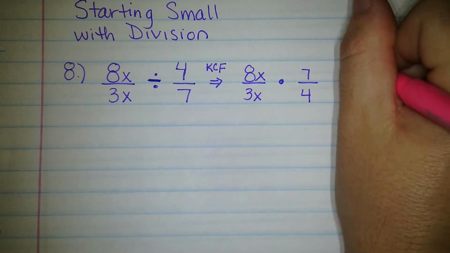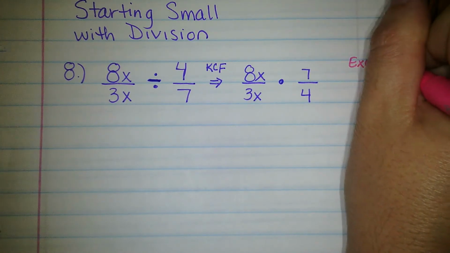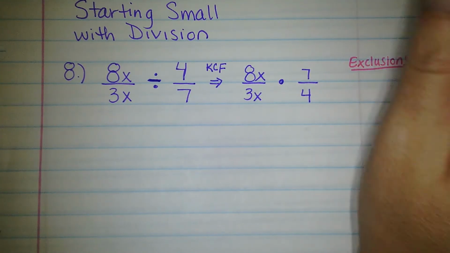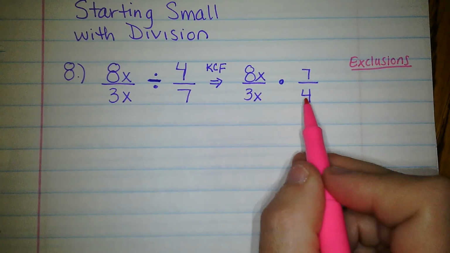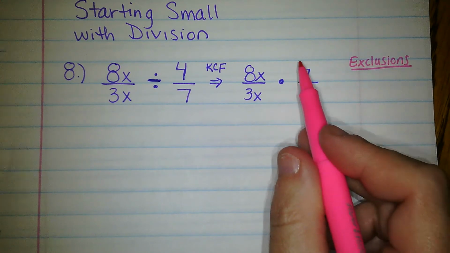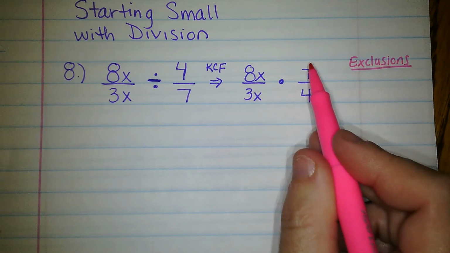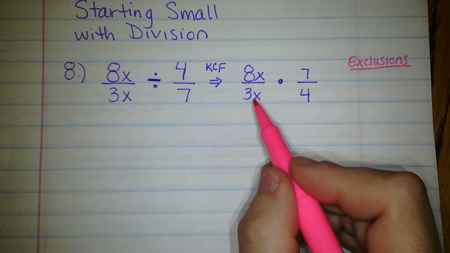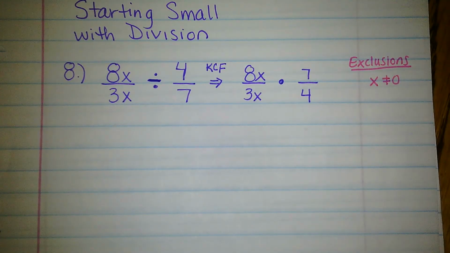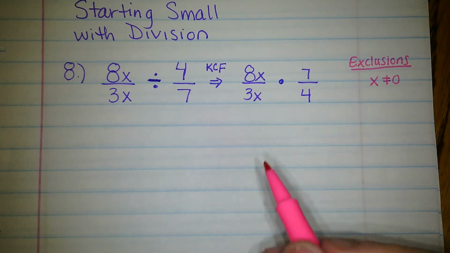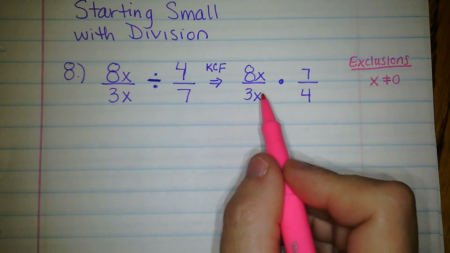So to be clear, exclusions occur when you have a variable in the denominator wherever it is. But for division, you also can have an exclusion in the numerator of the second fraction. So this would be 3x equals 0, so x can't be 0. There's our exclusion.